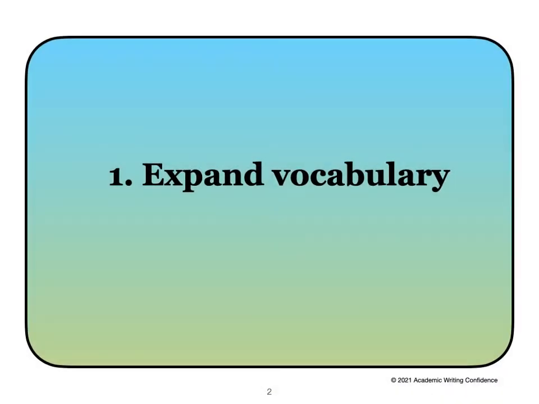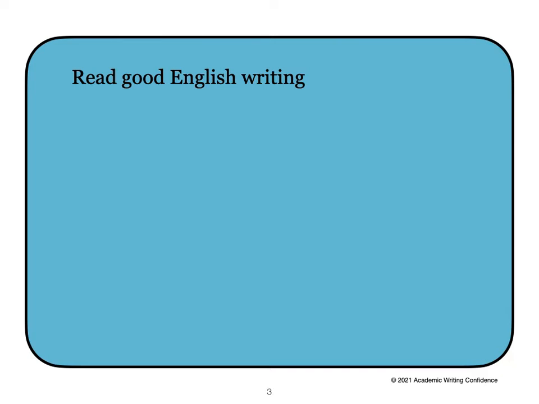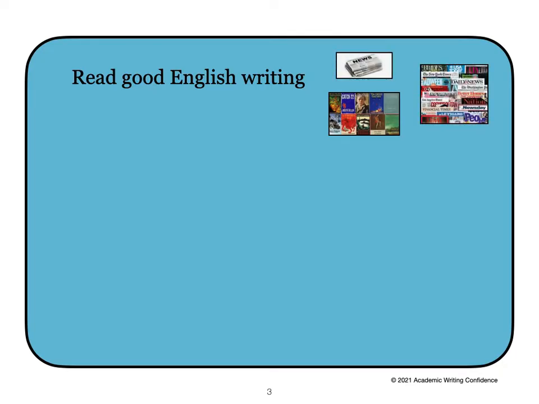One of the best ways to help improve your writing is to expand your vocabulary. So how do you improve your vocabulary? Well, one way is to read good English writing. Read good English books, news articles, even some magazine articles will help you to improve your vocabulary level. As you read, look at what kinds of words are used to describe things that you would also like to use in your own writing.